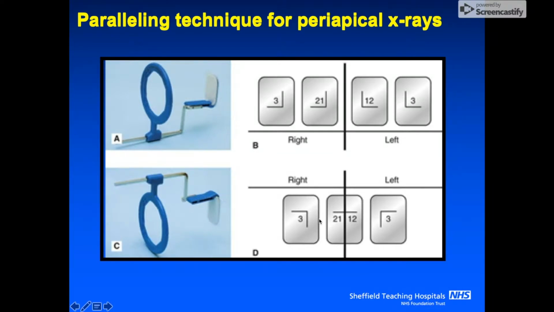So here represents the receptor that would be used to x-ray the lower right 3 or canine, and then we'd use one receptor in the midline of the patient's mouth to capture your 1s and 2s of the lower quadrants, and then we would use another receptor to capture the lower left canine or the lower left 3.